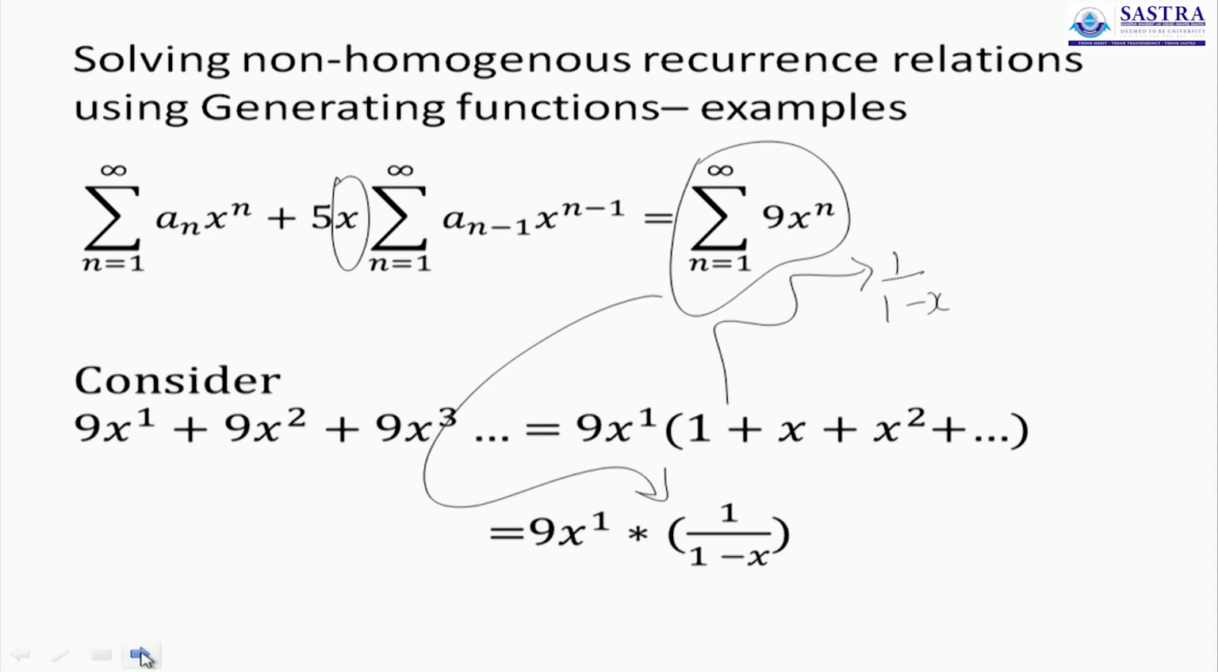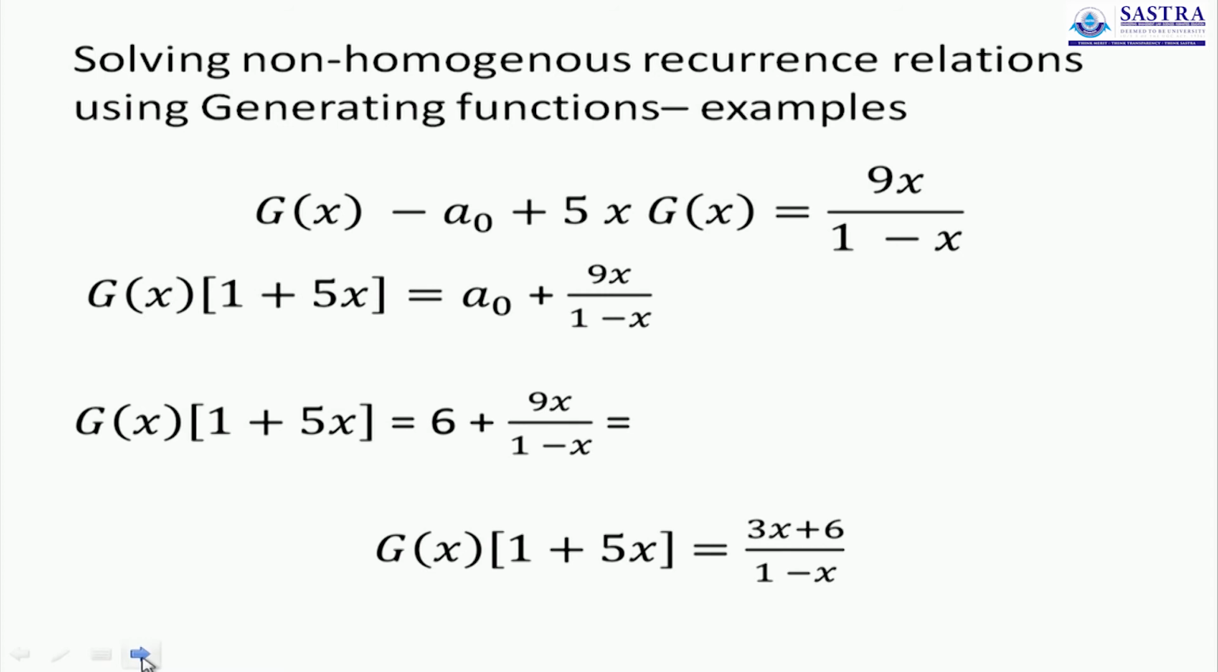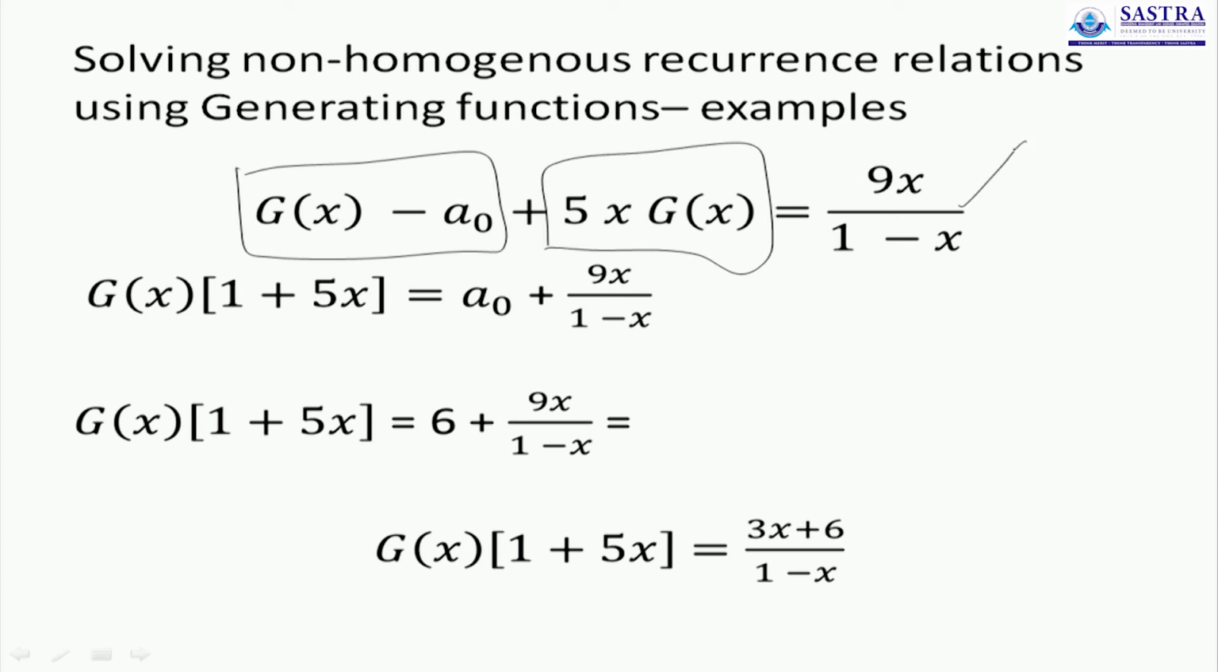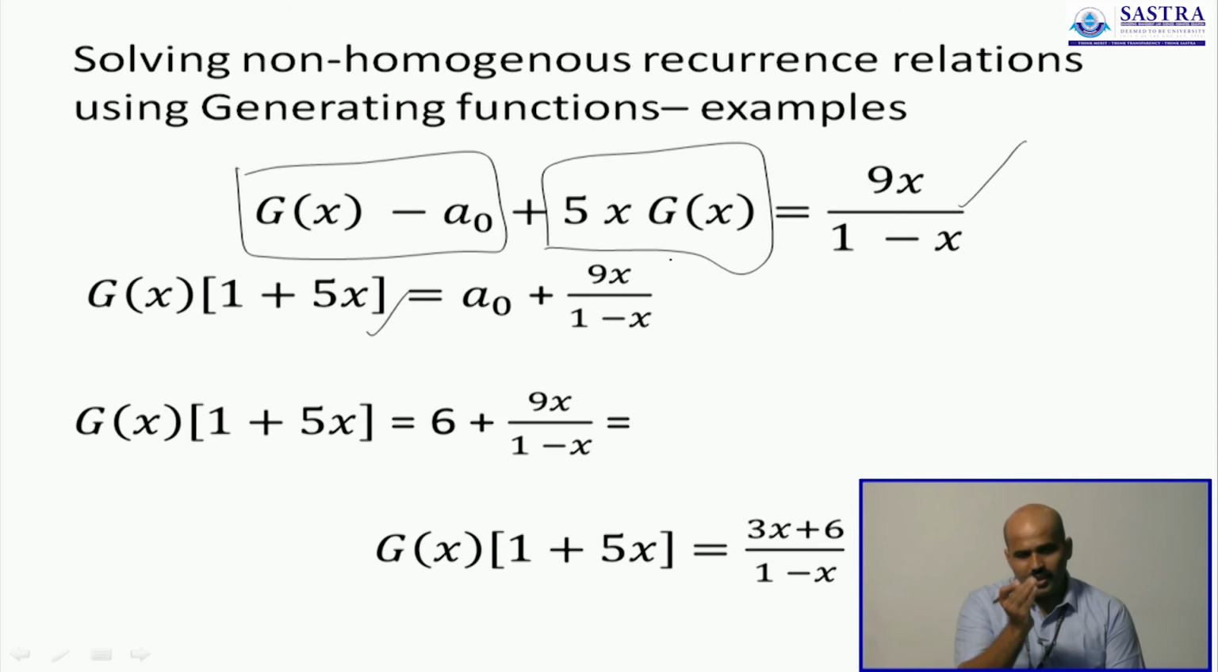Proceeding further, the first term, as we showed, is g of x minus a naught. The second term is just 5x times g of x. The last term is 9x upon 1 minus x. Now in order to find the answer for g of x, we'll group all of them together. So g of x times 1 plus 5x is what I have on the left. The a naught is free to move on the right. I have a naught plus 9x upon 1 minus x. The question gave us the initial condition that a naught was 6. So that's what I have here.